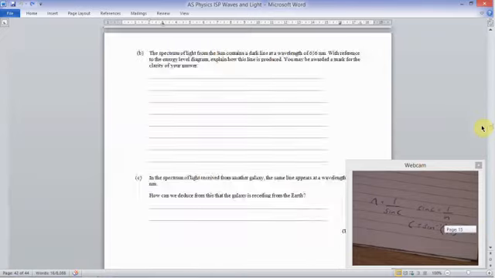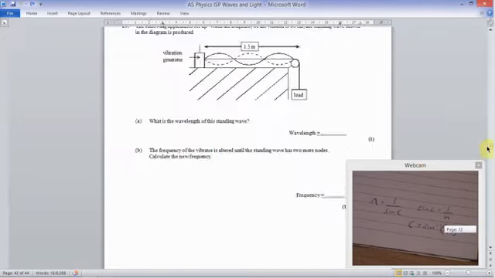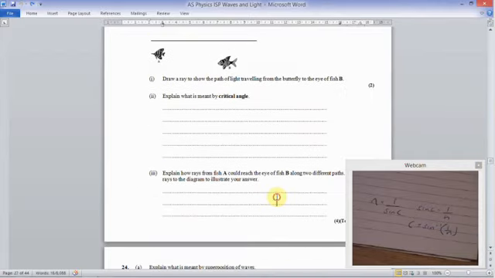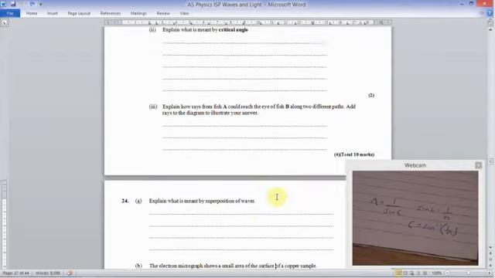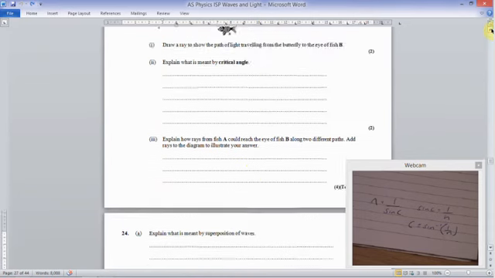Right. Next. This is quite a tricky question. I remember this coming up on a paper, and I know a lot of students struggle with this one. The next one's 4 marks. I don't know why I gave such a small amount of space for this. Explain how rays from fish A would reach the eye of fish B along 2 different paths, and add these rays to the diagram to illustrate your answer. That's why I only added a couple of lines, because most of it is drawing the diagram.